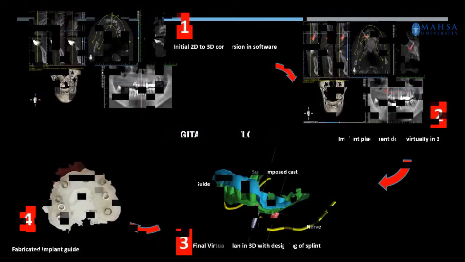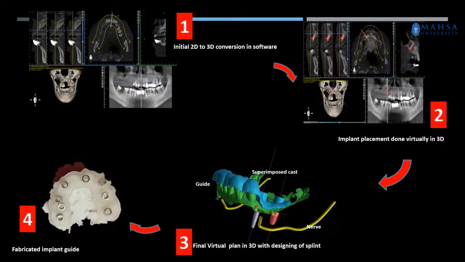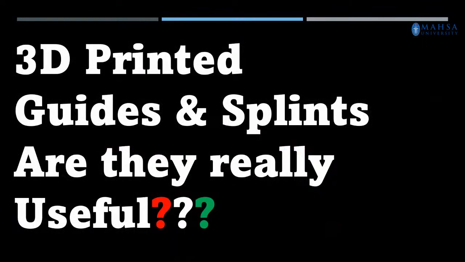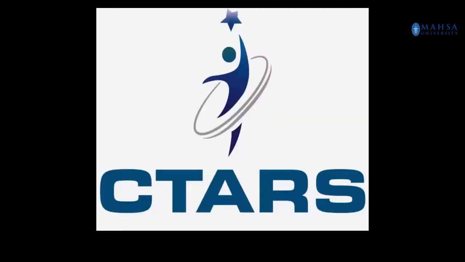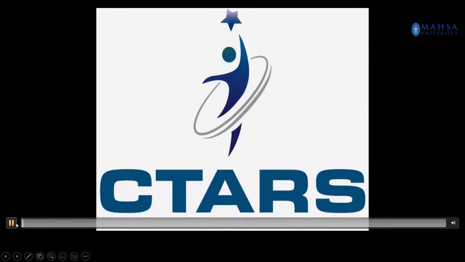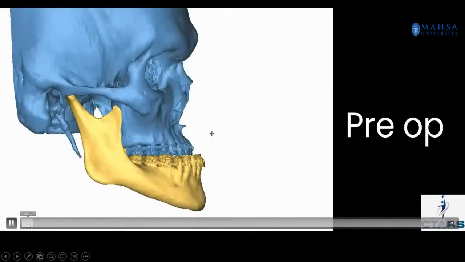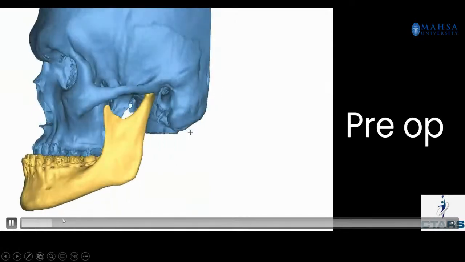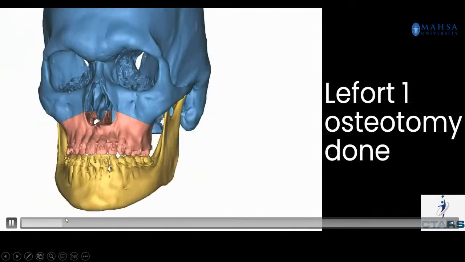So how does the workflow go? You have a 2D to 3D conversion, then your implant placement is done virtually, then your final plan, and then a splint is done. Orthognathic surgery. In 3D printed guides and splints, are they really useful? I'll just show you one video of how we use them for a class 3 case, like Dr. Shanmugam was saying. So when we get a patient like this, how do we start taking it forward?